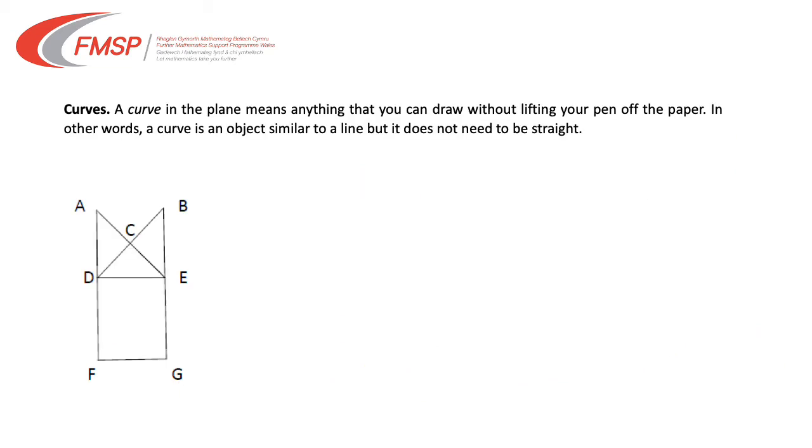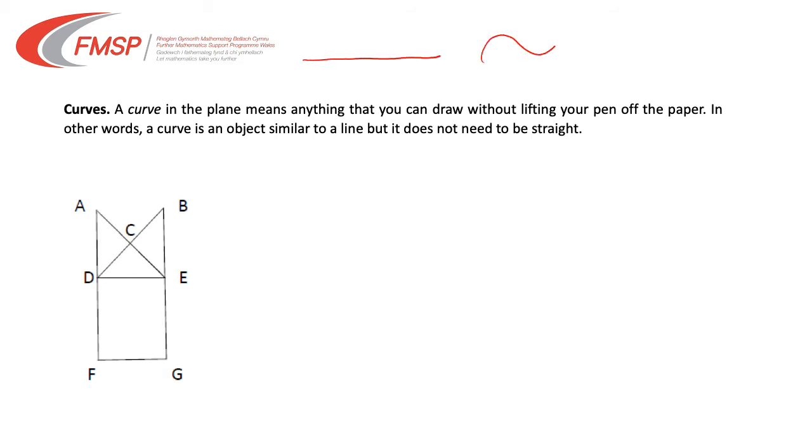In the previous slides, I used perhaps several different words when I was talking about, for example, I could have said a shape, a curve, a path, a figure, and so on. In mathematics, all those things need to be clarified. So let's see what we're going to call a curve. A curve in the plane means anything that you can draw without lifting your pen off the paper. So it could be a straight line, it doesn't matter that it's straight.